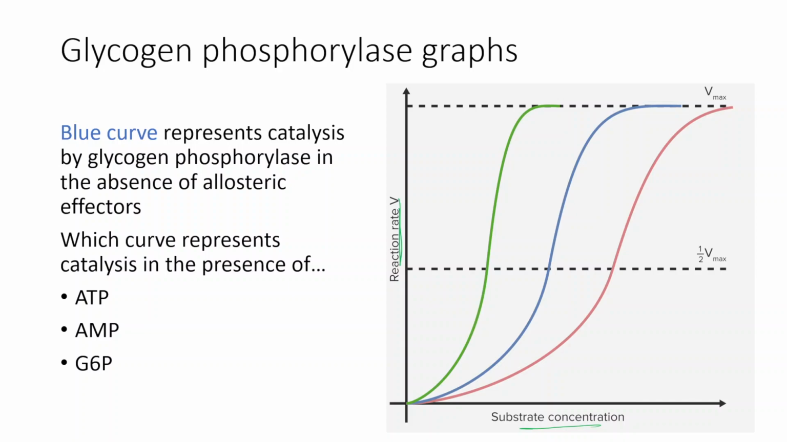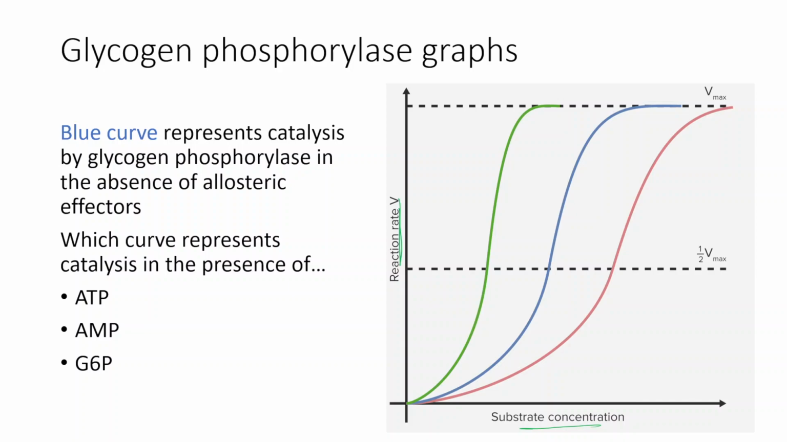So the blue curve, which is the middle curve here. I know last time we had trouble with colors. This is the blue one. You can see them this time, right? Okay. So the blue curve in the middle is representing catalysis by glycogen phosphorylase without any allosteric effectors present. This is its base catalysis rate based on just levels of substrate. And then there are two other curves, a green one and a red one.